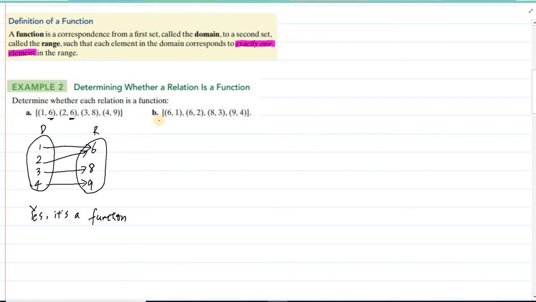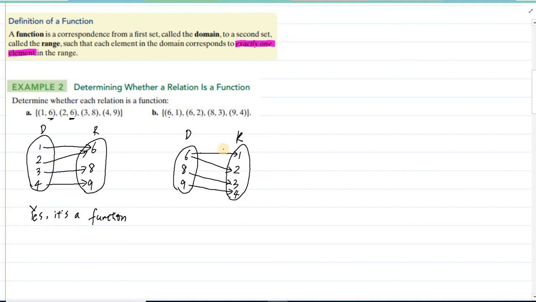Let's look at our part B. We're doing the same thing. We'll write down all the domain. So we have 6 repeated twice, and then 8 and 9. In the range, we have 1, 2, 3, 4. Then go ahead and use the arrow to write 6, 1. We also have 6, 2. We have 8, 3, and 9, 4.